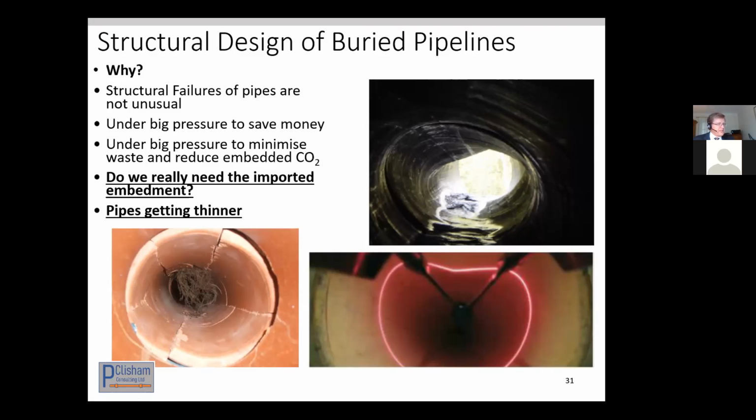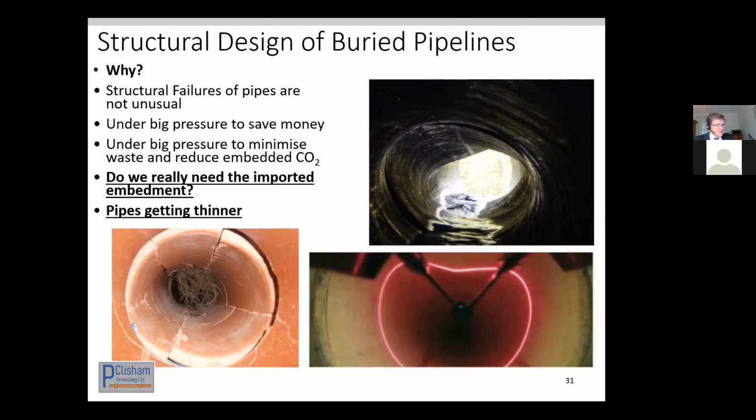The question that's been asked more and more is, do we need the imported embedment? Well, you've just seen just how important embedment can be. It's a key part of the structure. If we don't need it, then clearly we shouldn't have it. It's a waste, and that's wrong. If we do need it, building pipes twice is not good for the environment or anybody else. So it's really important we get this right, and really important that we give the designers tools.